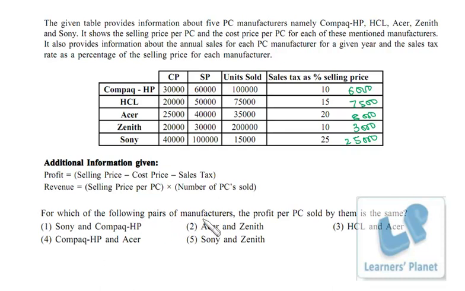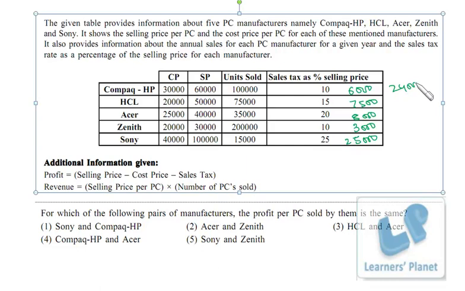For which of the following pairs of manufacturers the profit per PC sold by them is the same? Okay, profit is actually selling price minus cost price minus sales tax. So let's see for Compaq. Profit will be 60,000 minus 36,000, right? 60,000 is the selling price and cost price is 30,000 and the sales tax is 6,000. So precisely profit is 60,000 minus 36,000. So that is 24,000 profit per piece, right?